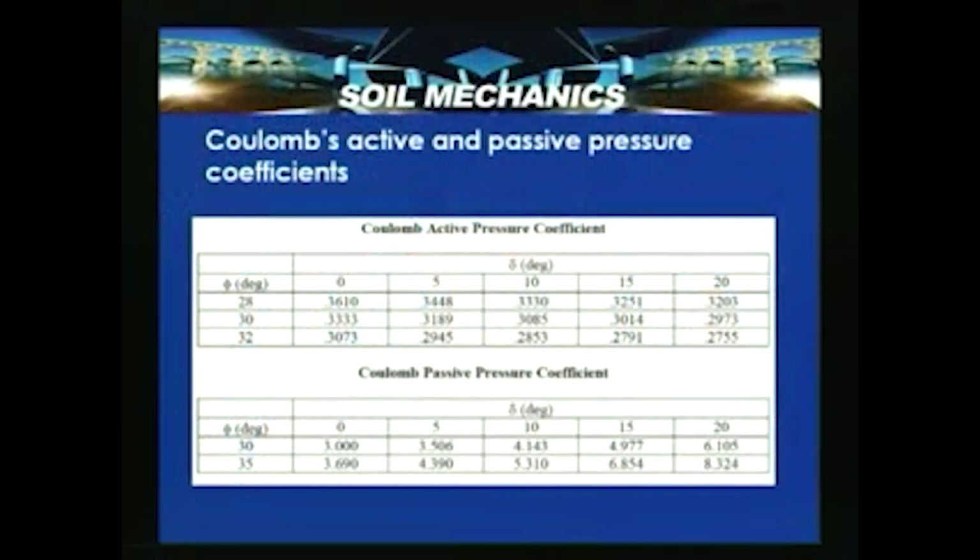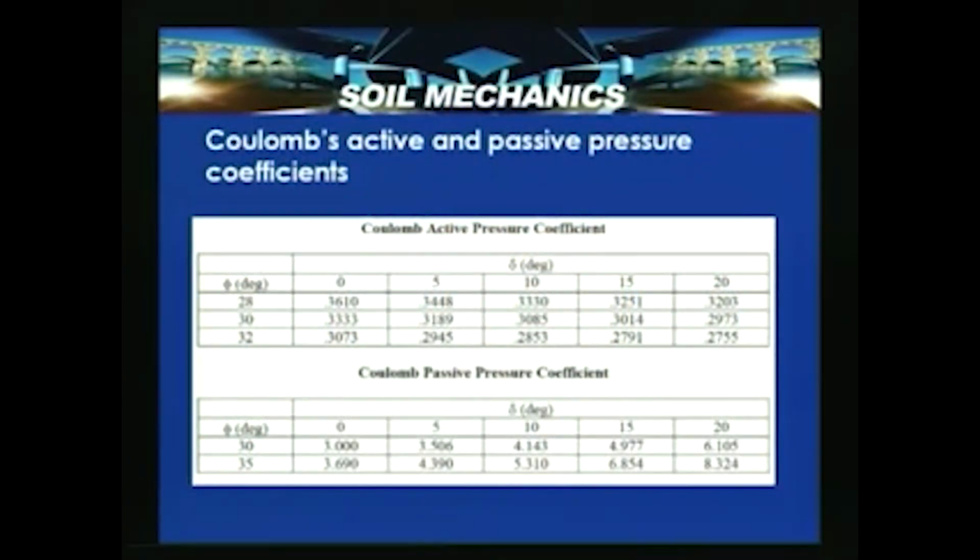Now let us look into some features of Coulomb's active and passive pressure coefficients. In this case, for different wall friction angles and friction angles of the soil, we have given Coulomb's active pressure coefficients and Coulomb's passive pressure coefficients. In a special case, like we discussed, with delta equal to 0 and friction angle equal to 33, Coulomb's active coefficient will be equivalent to the Rankine active coefficient. So Coulomb's solution converges into Rankine's solution if Rankine's wall conditions are satisfied.